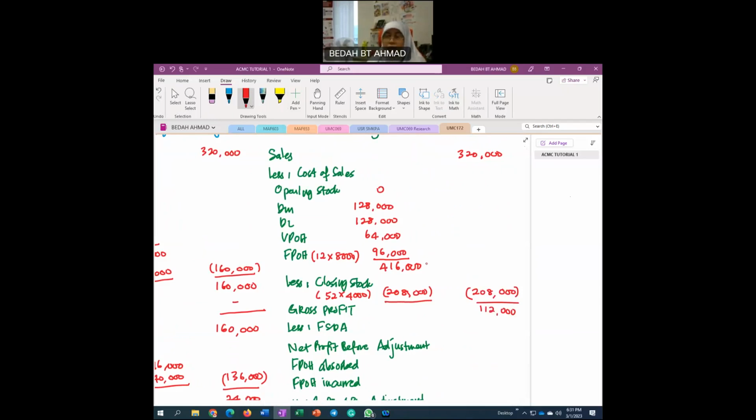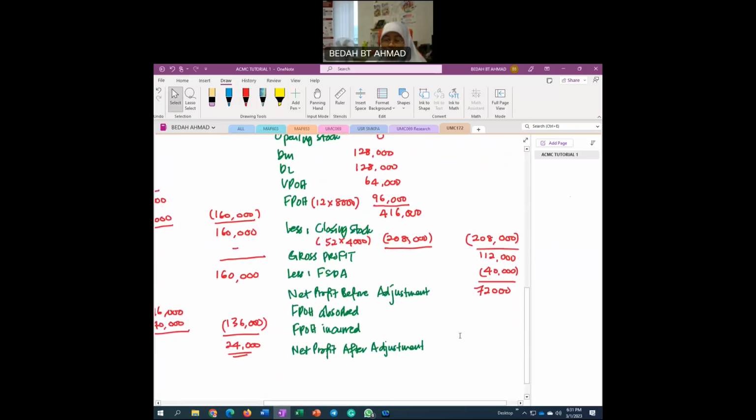Okay. Gross profit 112,000. So fixed selling, distribution, administration expenses, we have 40,000. So this is 72,000, the net profit before adjustment. Okay, remember we have to calculate for over or under absorb.